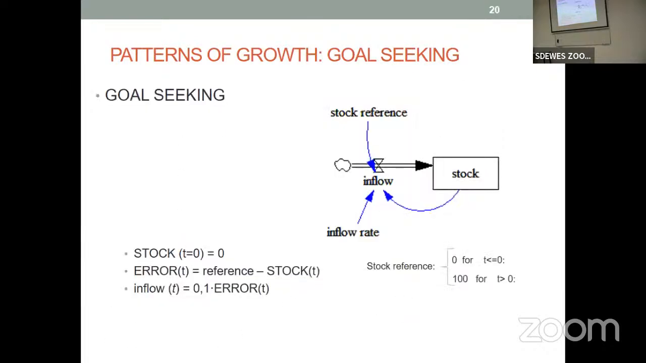Well, there are obviously more cases. Well, this is a different case, sorry. The different behavior is goal seeking. Goal seeking is when we reach, let's say, a reference value or a final value. We can obtain this goal seeking behavior with a general system in that way. We have a stock, we have an inflow rate. The inflow depends on stock and inflow rate, but also we have, let's say, a stock reference.